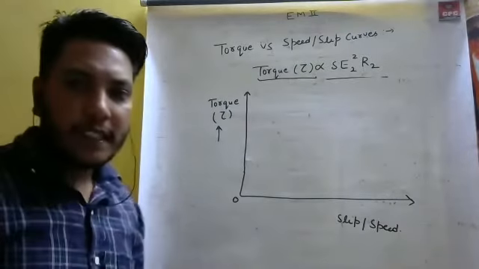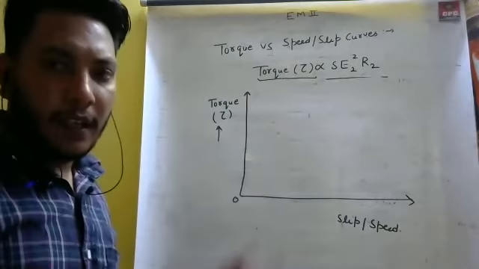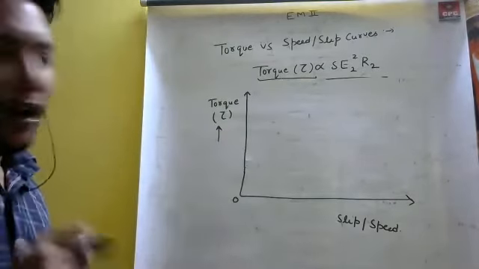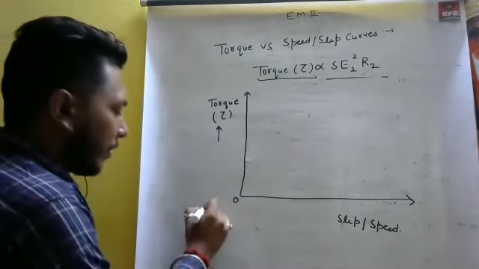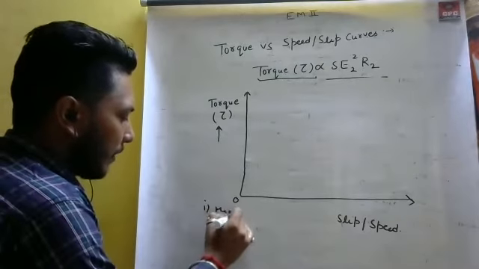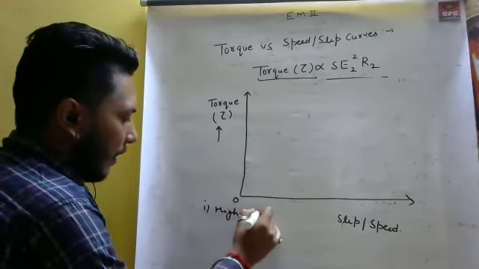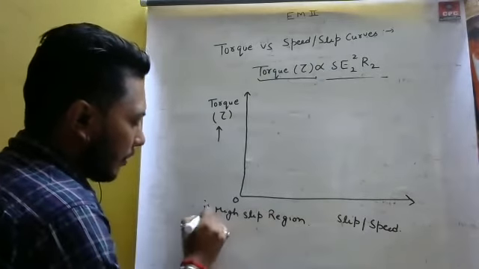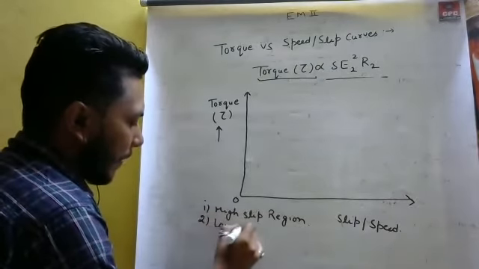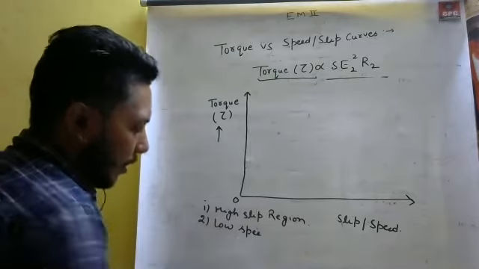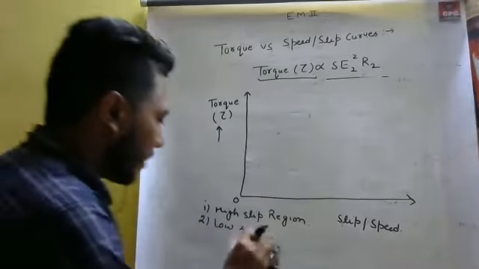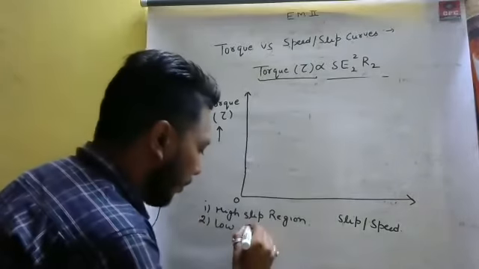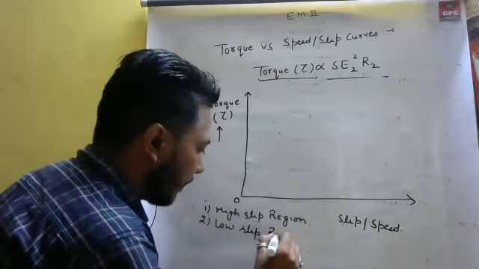Now the torque versus slip or speed curve of an induction motor operates in two regions. First is your high slip region and second one is your low slip region.